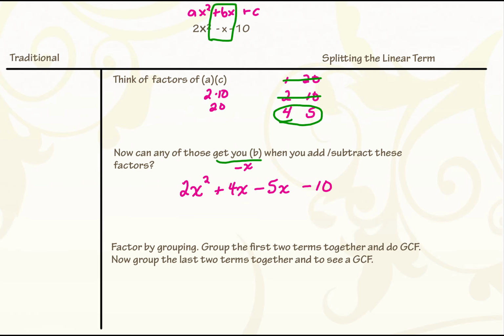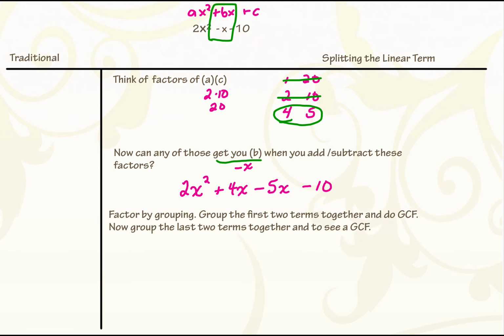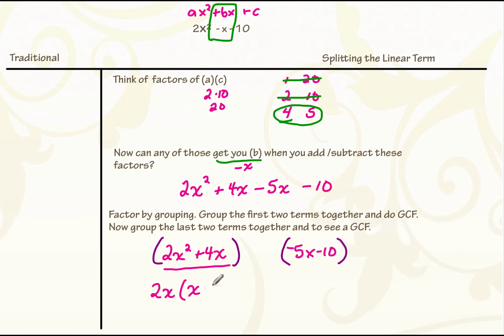All right, now we're up to the next part, which says factor by grouping. Group the first two terms together. So that's 2x squared plus 4x. We're going to look at that. And then we're going to group the last terms together, negative 5x minus 10. And I wrote them purposely apart so we don't confuse them with multiplying. We're grouping and doing GCF. So what's the greatest common factor here? A 2x and an x plus 2.